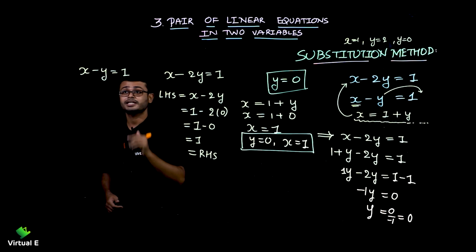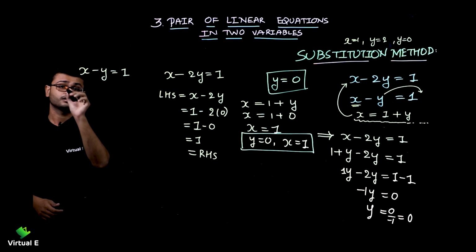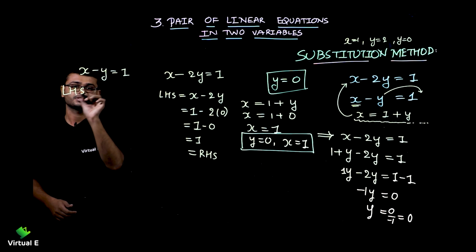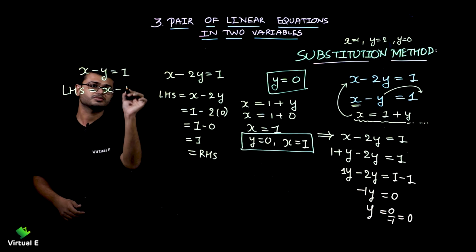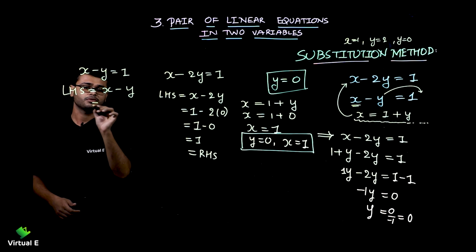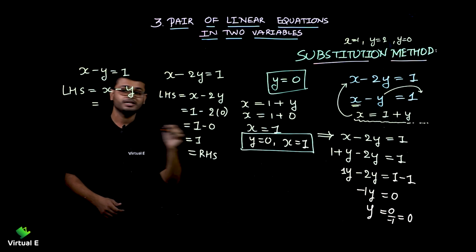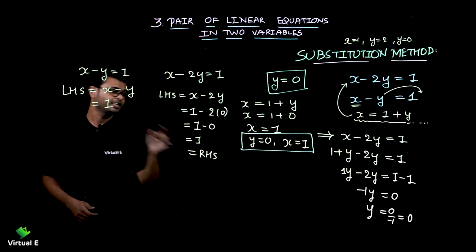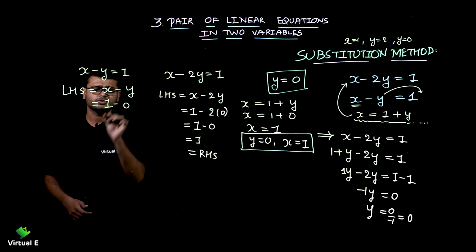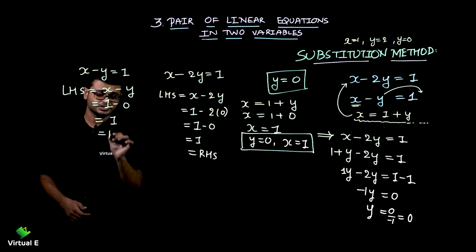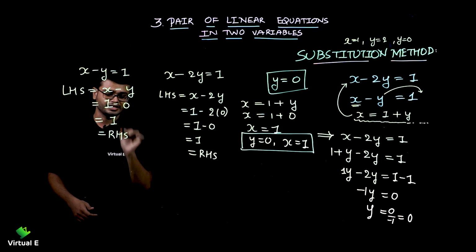Let's talk about the second equation. We are going to start with the LHS. LHS is equal to x minus y. So x we will take as 1 and y we will take as 0. So 1 minus 0 will give us 1. So it is the same as the RHS.